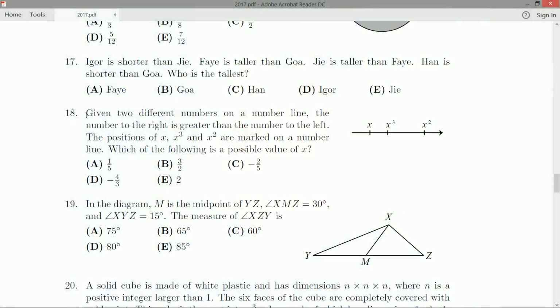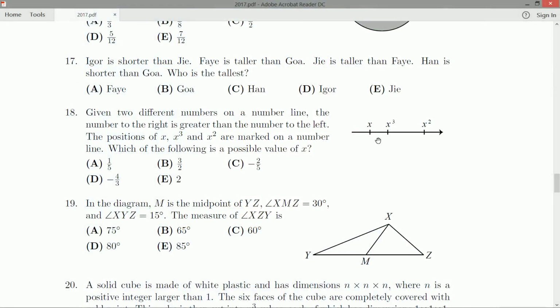So that's how number lines work. The positions of x cubed and x squared are marked on a number line. Which of the following is a possible value for x? Okay, so we have some options here: 1/5, 3/2, -2/5, -4/3, and 2.